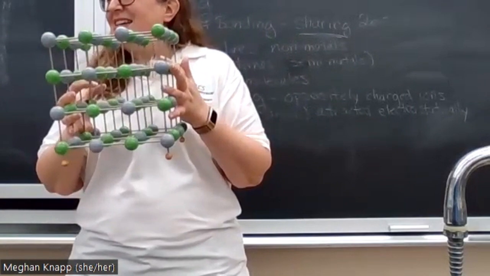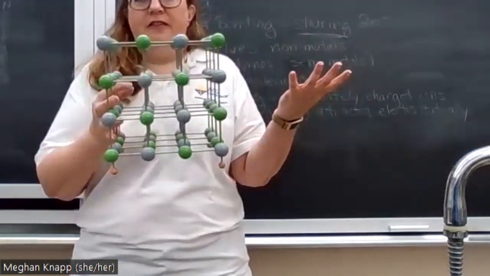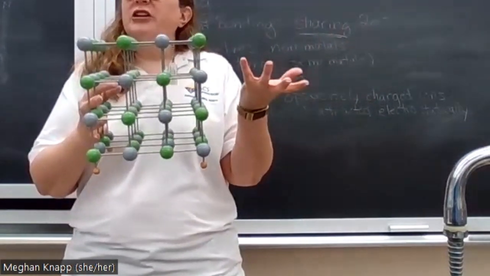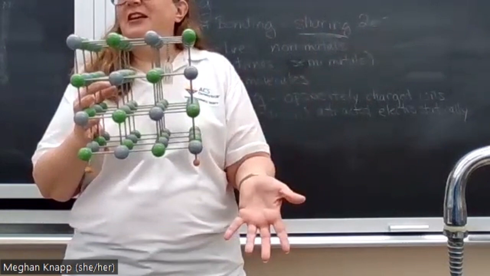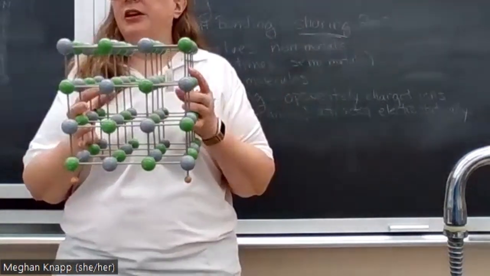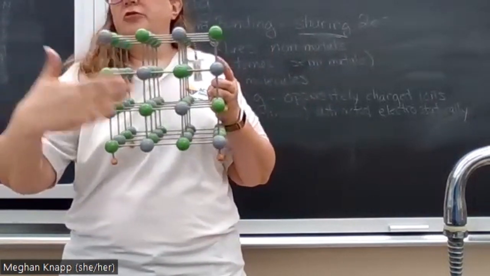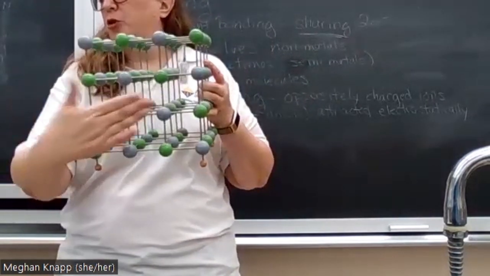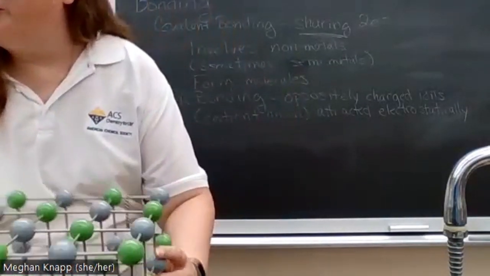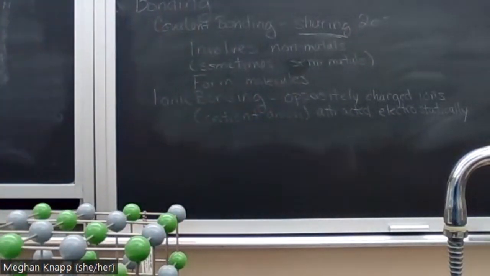So since it does this, and each crystal might have a different number of atoms in them, depending on how big or small the crystal is, we don't actually talk about the formulas as if it is one molecule. We just give the lowest ratio of the compounds. So because we have this alternating green, gray, green, gray, sodium, chlorine, sodium, chlorine, we know the ratio is 1 to 1. And so when we write the formula, we just write NaCl.